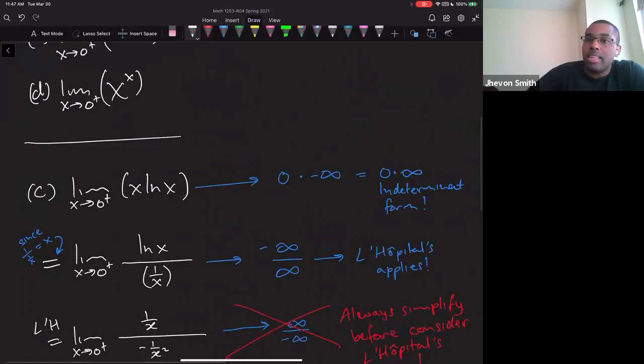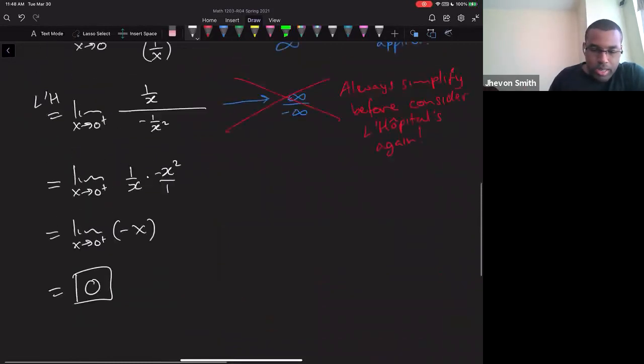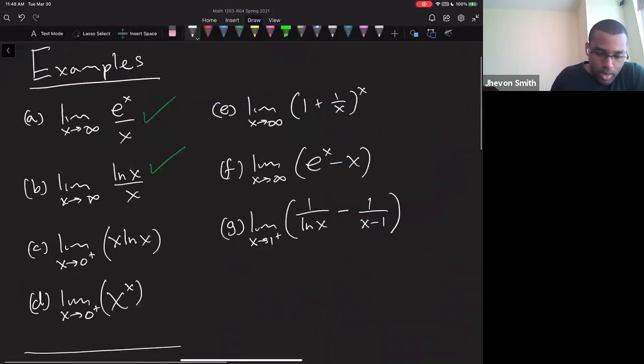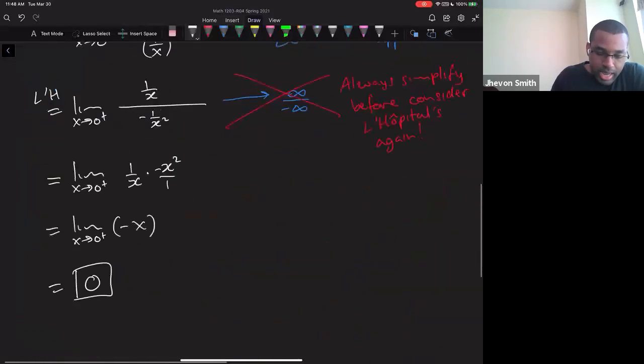Now, the idea is, again, because polynomials move faster than logarithms. So when x is approaching 0, it's approaching 0 a lot faster than the ln x is approaching infinity, is kind of the idea. And so overall, the 0 would win instead of the infinity. And in this case, it turns out to be 0. That doesn't always happen, though. It could have turned out to be something else. But yeah. D, x to the x.